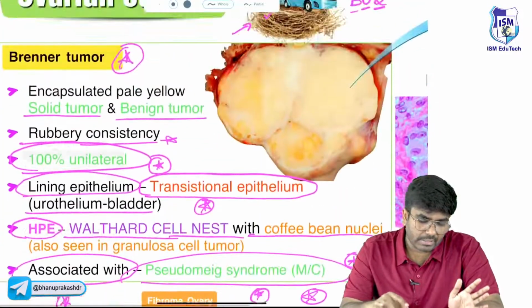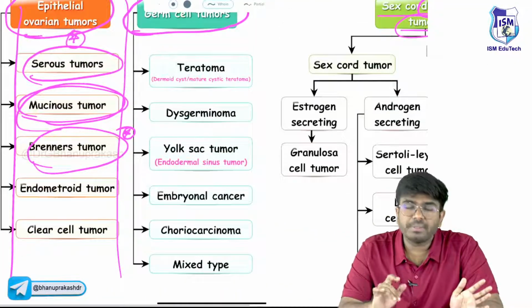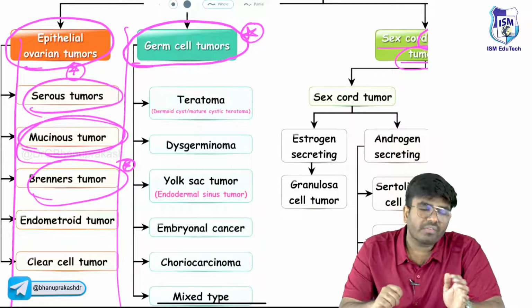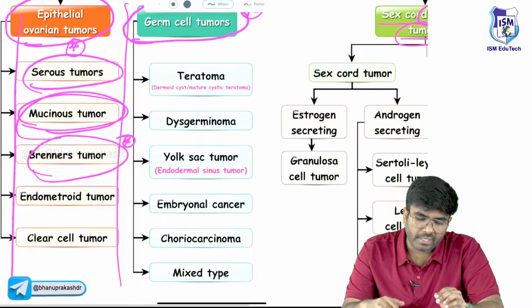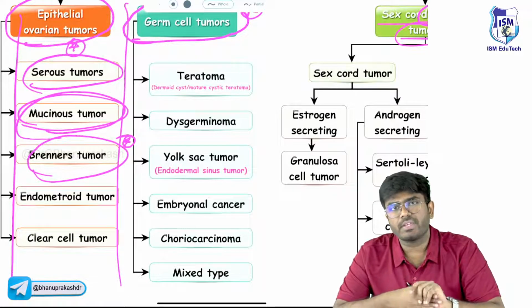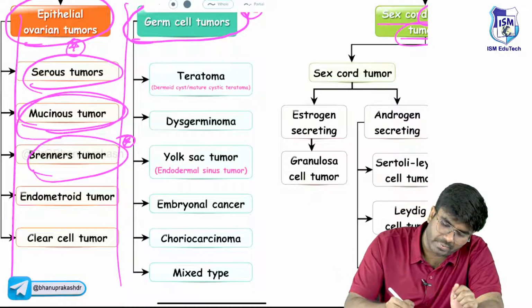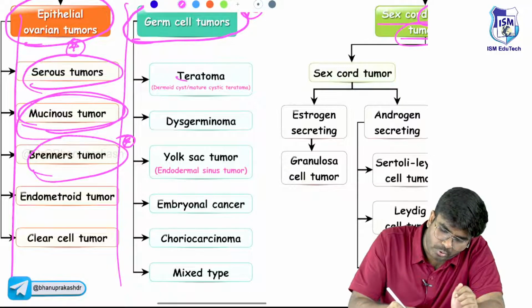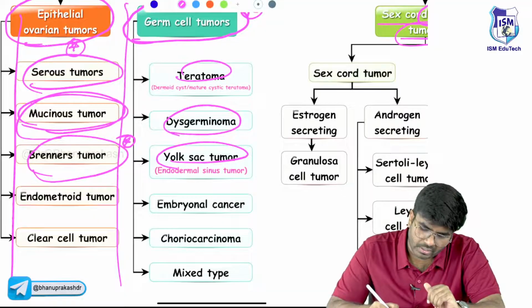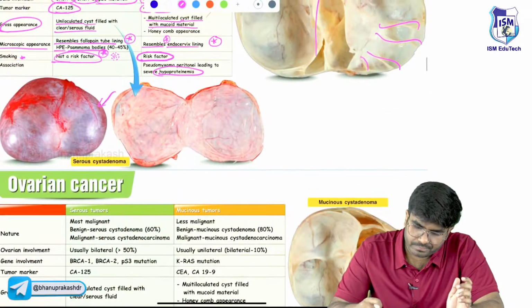So with this, the epithelial ovarian tumors are completed, sir. Now after the epithelial ovarian tumors, the next classification that we are going to discuss is the germ cell tumors. The first type is teratoma. First let's discuss teratoma, dysgerminoma, yolk sac tumor. These three are very important. Next, embryonal cancer. So first let's discuss the teratoma.